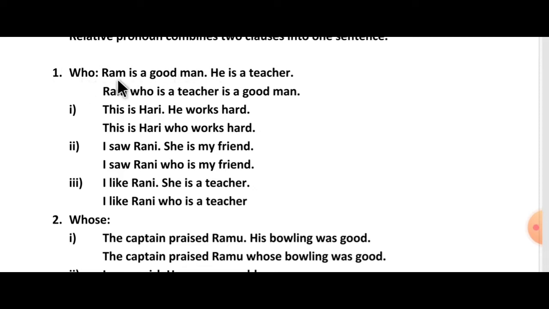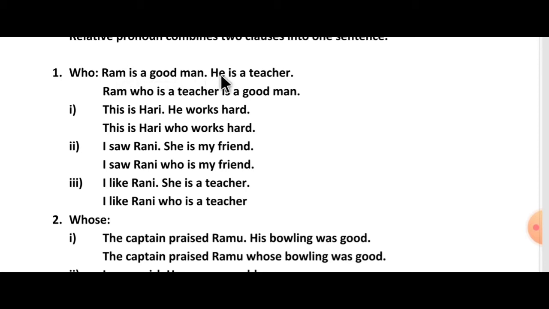For example: Ram is a good man. He is a teacher. That is the given question. You have to combine these two sentences with the help of who. Before combining the sentences, read the two sentences carefully. After that, identify the related words in the two sentences. Here the related words are Ram and he. In the first sentence the related word is Ram, in the second sentence it is he.